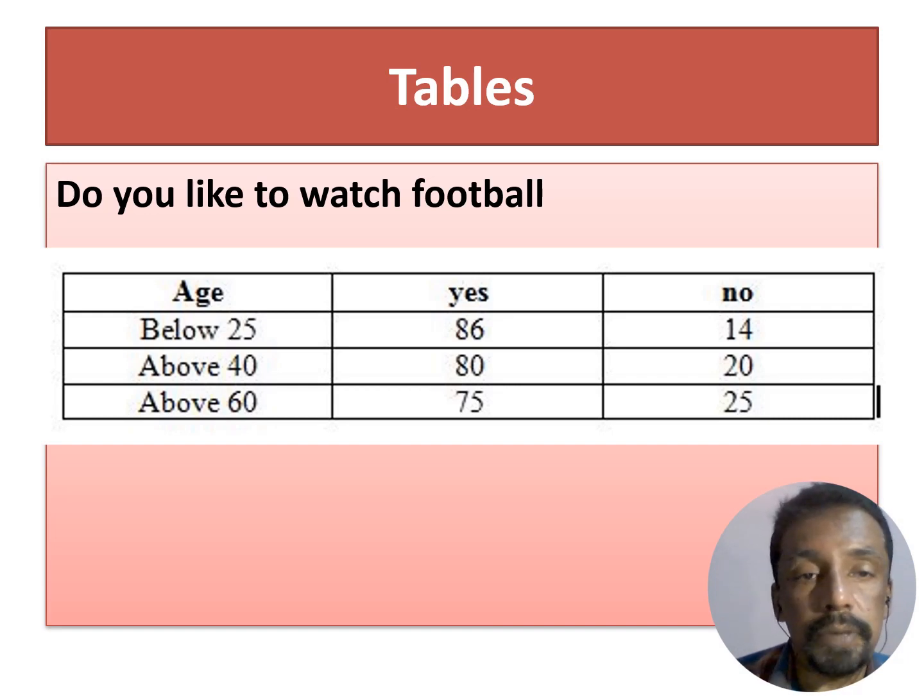Tables. This is one way. You can present the data in the form of tables. Like an example is watching football. The age group is given here and answers are in yes or no, and how many answered yes, how many answered no. This is a table.